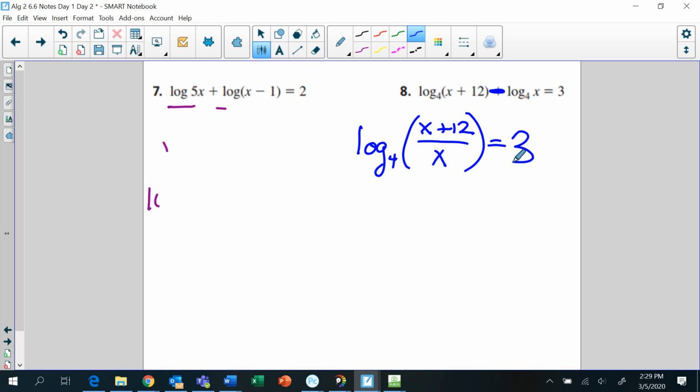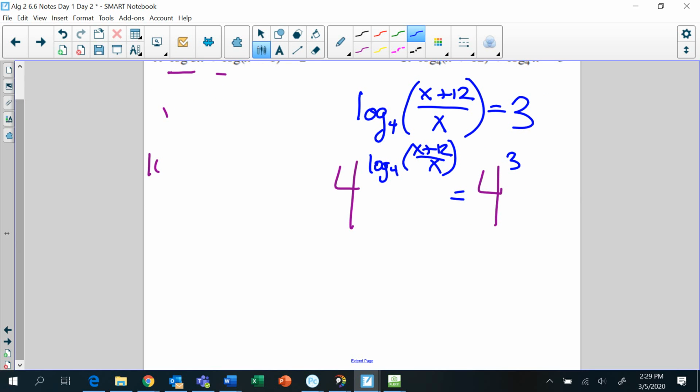What would be our next step? Take the log out, take the 4 out on both sides. So exponentiate, put a base of 4, to the whatever on both sides. So I'm going to do 4 to the log base 4 of x plus 12 over x. Is that 64 on the other side? Yes, 4 to the third. So my next step is, those cancel. x plus 12 over x equals 64.